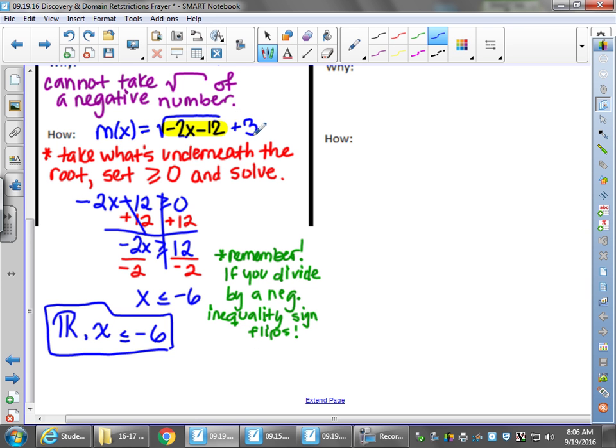Yes. This plus, great point. This plus 3, nothing to do with our domain. When we get to learning about shifts, you'll see what that plus 3 does. Just what's underneath. So if it helps, highlight.